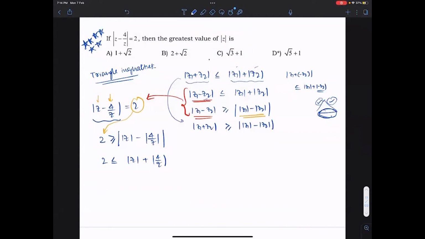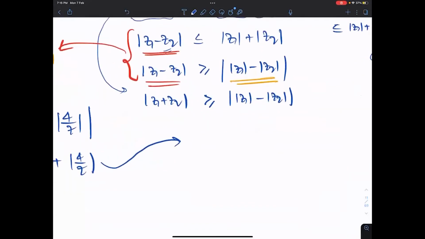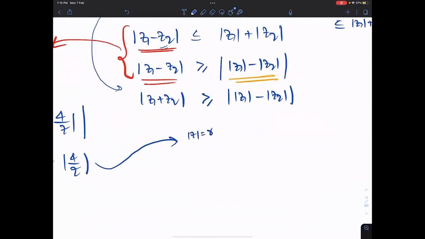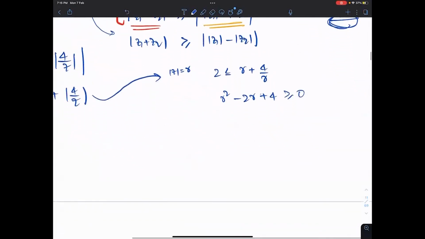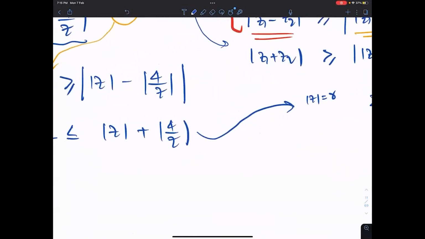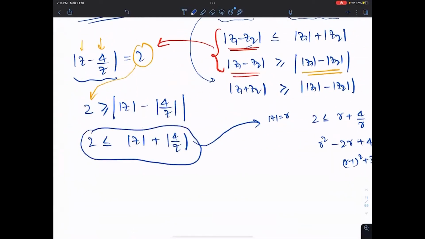Okay. If I take the second inequality, what is it? Mod Z is nothing but R, some length of that vector. Let's take it as R. So 2 less than or equal to R plus 4 by R. Now, if you take it, R square minus 2R plus 4 greater than or equal to 0, that is the inequality. Now, this is the inequality which you solve in quadratic. No? Now, this is simply R minus 1 whole square plus 3. When is it greater than or equal to 0? Always. We'll get R belongs to all real numbers. So, no matter what the value of mod Z is, this inequality is always going to be satisfied.